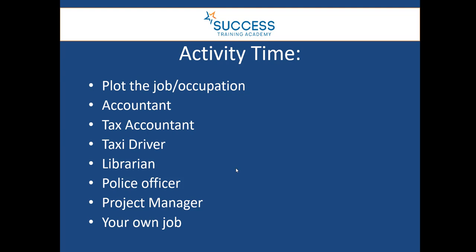Now what I want you to think about is having that chart, knowing learning, reading, writing, oral communication, and levels 1, 2, 3, 4, or 5. I'd like you to think about the following occupations: an accountant, a tax accountant, a taxi driver, a librarian, a police officer, a project manager, and your own job. What I'd like you to do is write down the core skills required levels for each of these jobs. Let me do an accountant for you, and then you can do the rest.